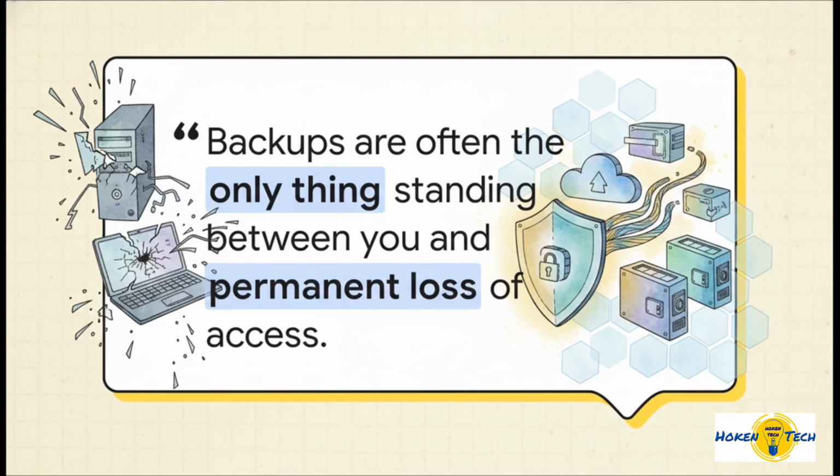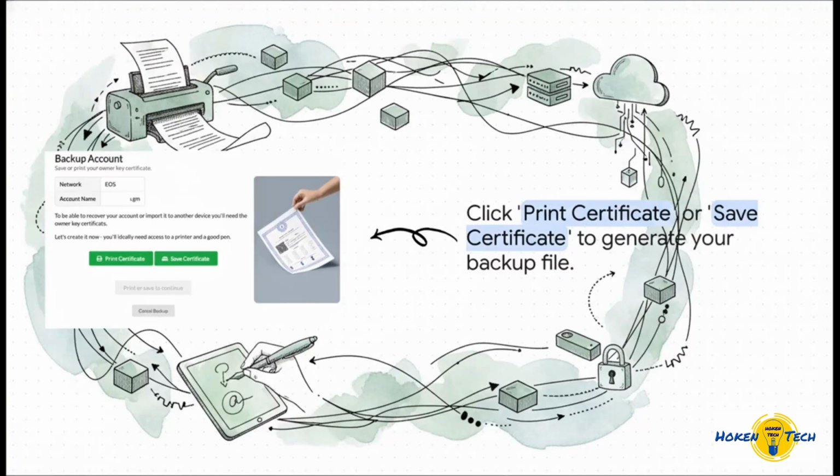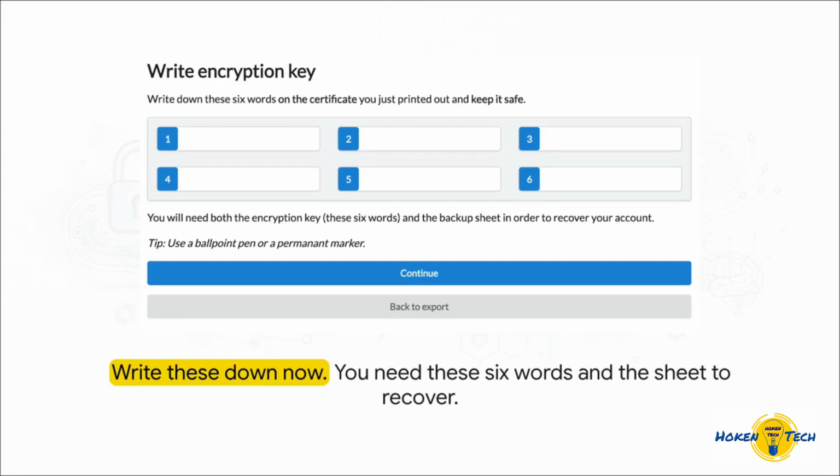This is your lifeline. So, back in the Anchor app, you'll see 2 green buttons, Print Certificate and Save Certificate. Click one of them to generate your backup file. Honestly, I do both. Save the digital file somewhere super secure, like an encrypted USB drive, and print out a physical copy. Okay, the wallet's now showing you 6 words. These are your encryption keywords. I need you to stop what you're doing and physically write these down, like with a pen on that certificate you just printed. Don't take a screenshot, don't type it in a text file, write them down now. These 6 words are the keys to the kingdom.